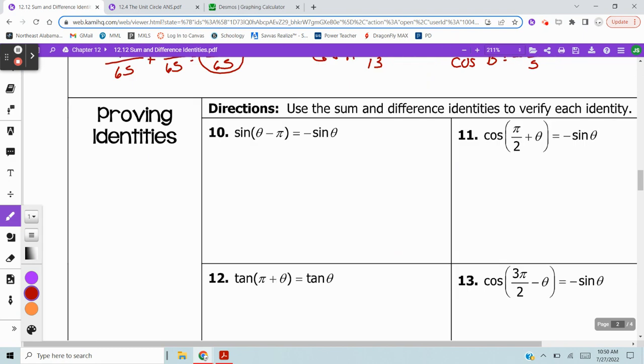Okay, for the problems that we have on this, we're going to use sum and difference formulas to do proofs. And we've done proofs in a previous lesson, so we're just going to do proofs again.